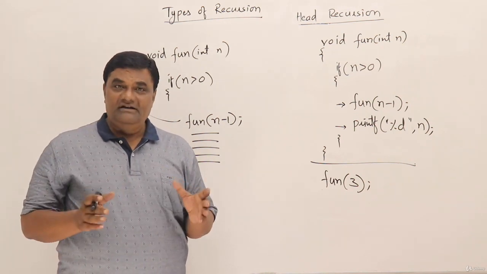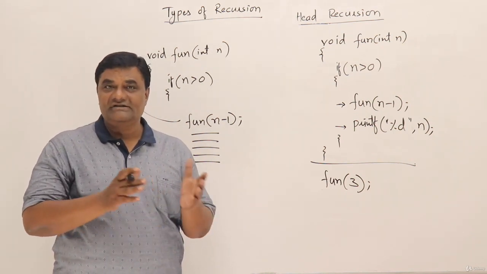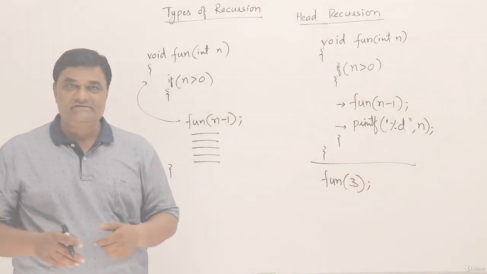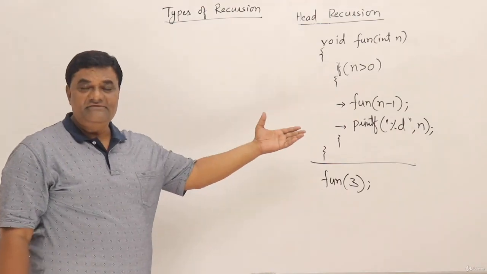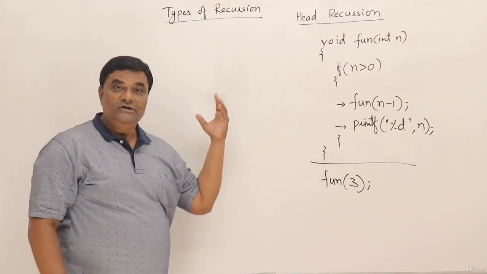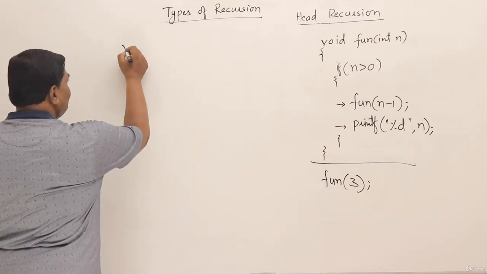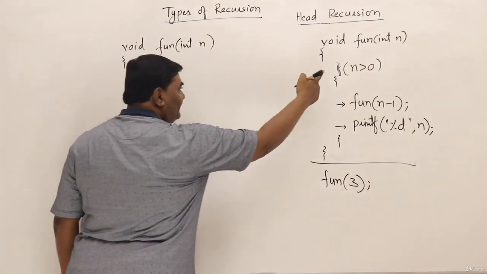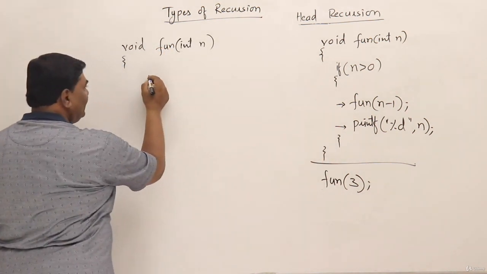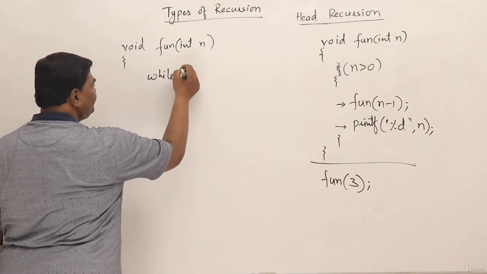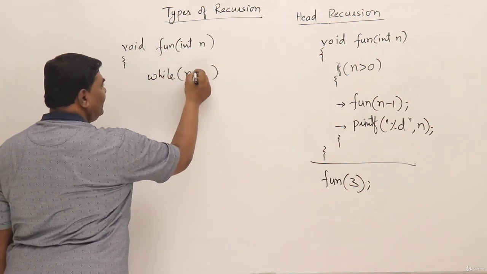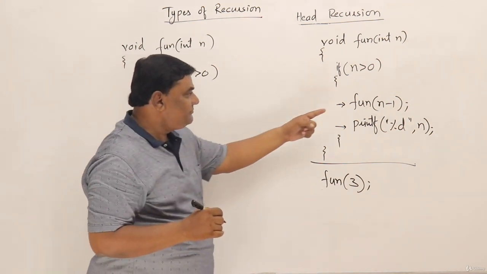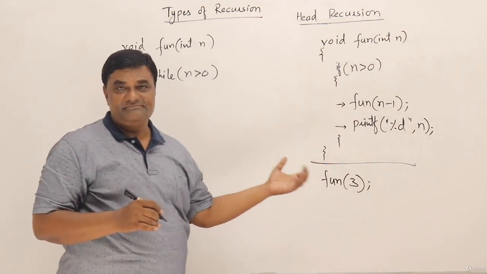Next, we will compare head recursion versus loop. Can we convert them into a loop? Let us discuss this. I will try to write the same function using a loop. So let me write here void function fun. Now instead of the conditional statement, I have to write a loop that I already have shown you. So while n greater than 0. Now here first it has to make a recursive call, then it is printing.